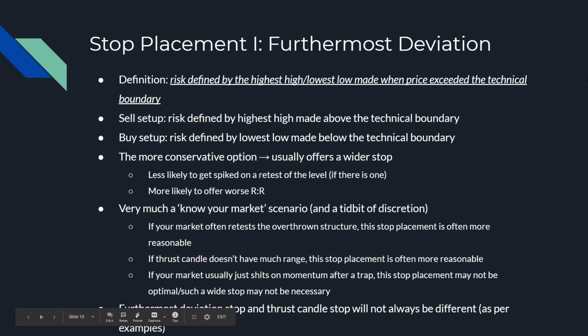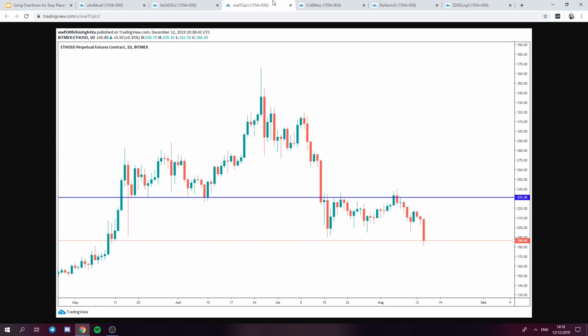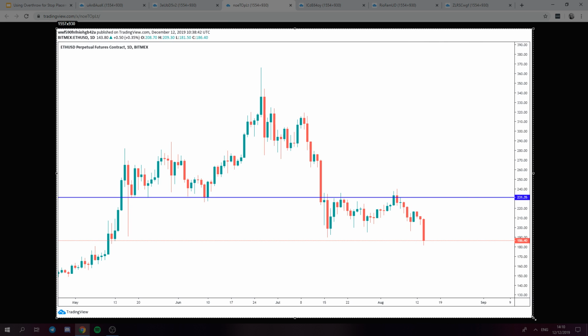So, as I say here, less likely to get spiked on a retest of the level, simply because it's further away, and as a result, more likely to offer worse risk reward. And the reason I say more likely as opposed to definitely is because, as it says in the final point, the furthermost deviation stop and thrust candle stop will not always be different, as per examples. So take, I think Ethereum dollar applies in that regard. Yes, it does. So we've got that same level.